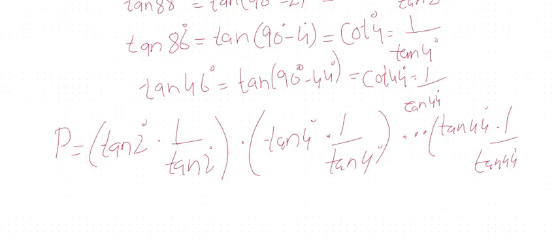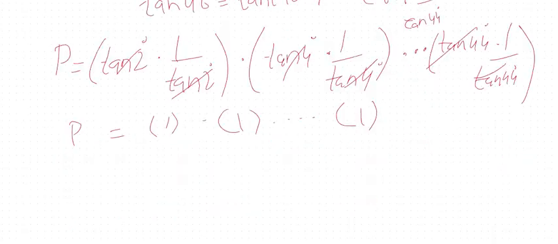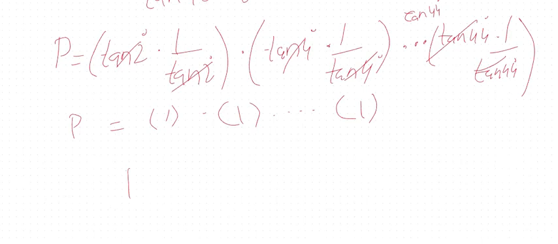So these values are cut down by this and we get a 1 dot a 1 up to so on a 1. So after multiplying all these ones, we get P equals 1. So the answer we have, this is the required answer.